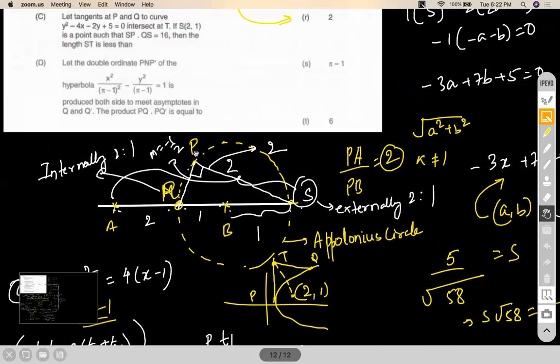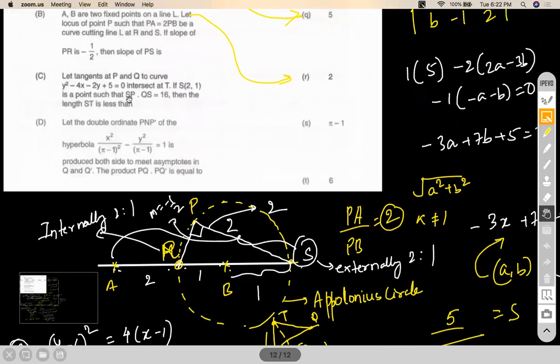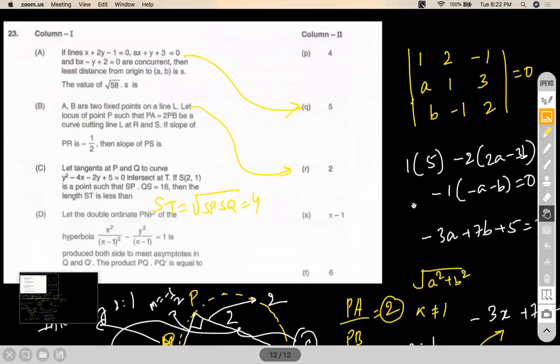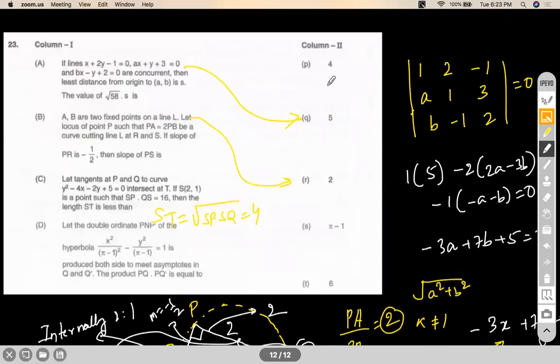Now coming back to the question, even if it is a case of a shifted parabola, nothing changes, because shifting is happening for all the points, so it's not going to change the relation. So SP into SQ is 16, so ST is going to be the square root of SP into SQ, which is going to be 4. Now they're asking you, this option is less than which of the following? I think it is less than Q. So C will match to Q.